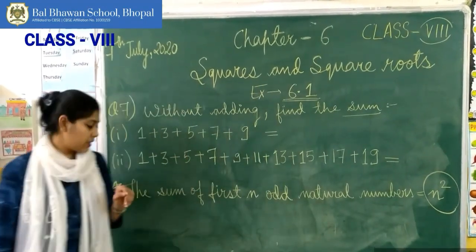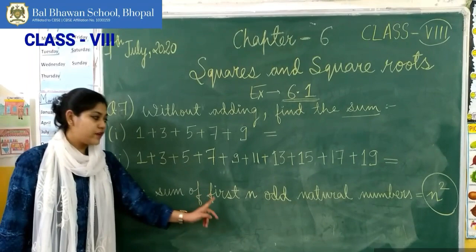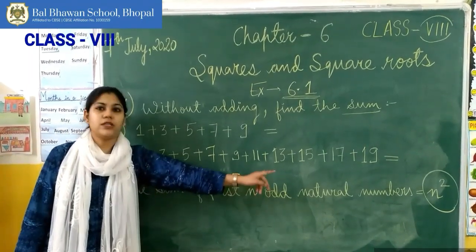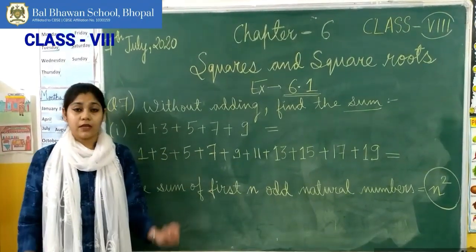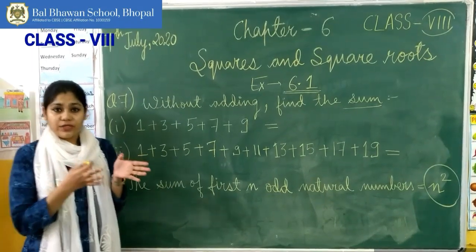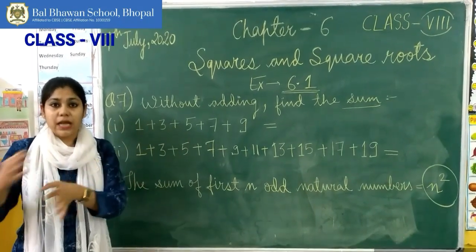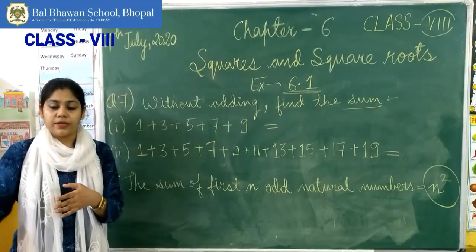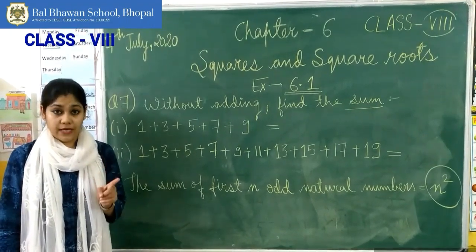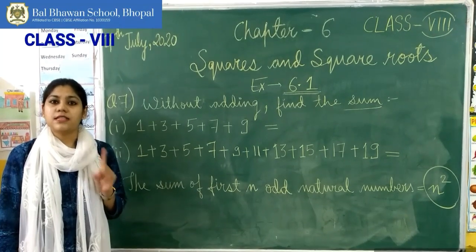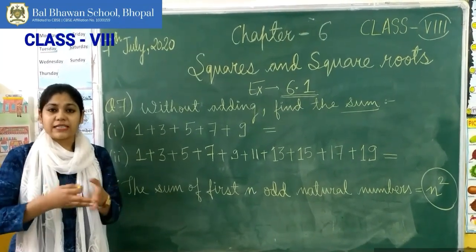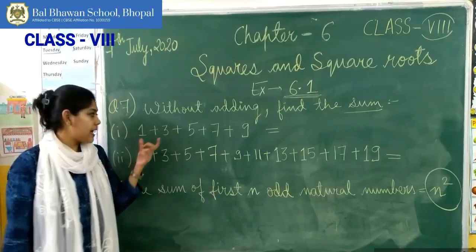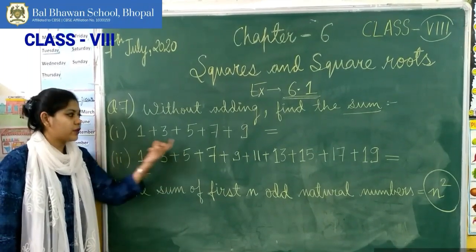Okay, I am repeating. The sum of first n odd natural numbers is n square. It means that if you take a few odd natural numbers, or rather I would say consecutive, one after another odd numbers starting from 1. Make sure the odd numbers start from 1. So if you take certain odd numbers from 1, say I have written the first part of the question here.